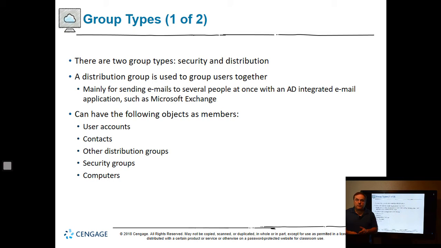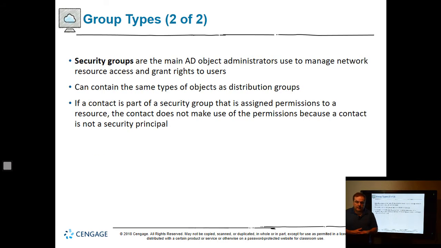The only one you really need to focus on is the security group. That's the one that gives you rights to access to print, access to folder shares, and things like that. But the distribution is really used if you have an email exchange server in your organization. If you have one of those, great. Then you can create distribution groups from there to send emails to massive amounts of people. But if you don't, completely ignore that altogether.